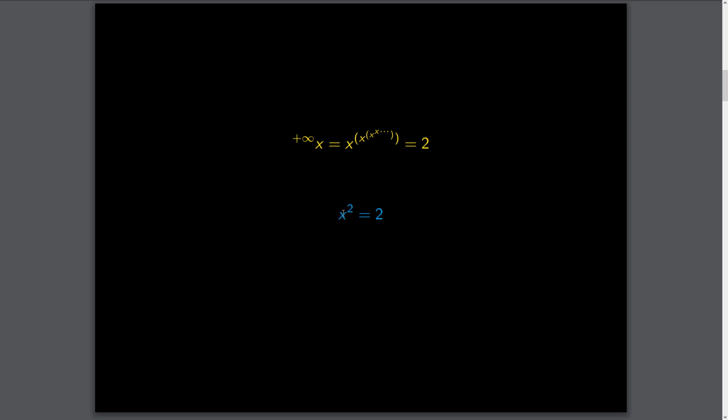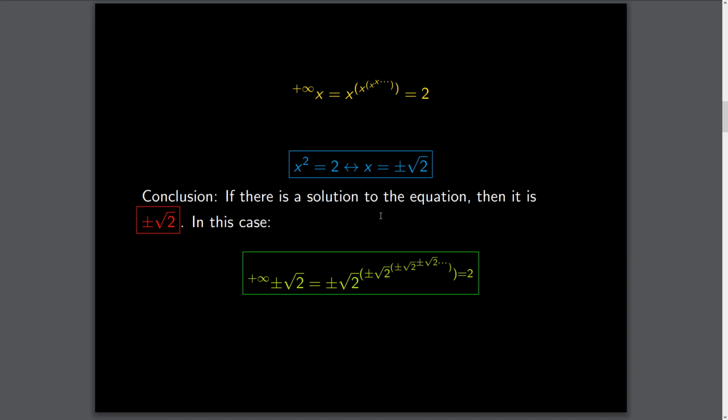And it's x squared equals 2, and it can be solved pretty easily. It's going to have these two solutions, plus minus square root of 2. And what it says is that if this equation has a solution, then it should be either plus square root of 2 or minus square root of 2, leading us to this identity here below.